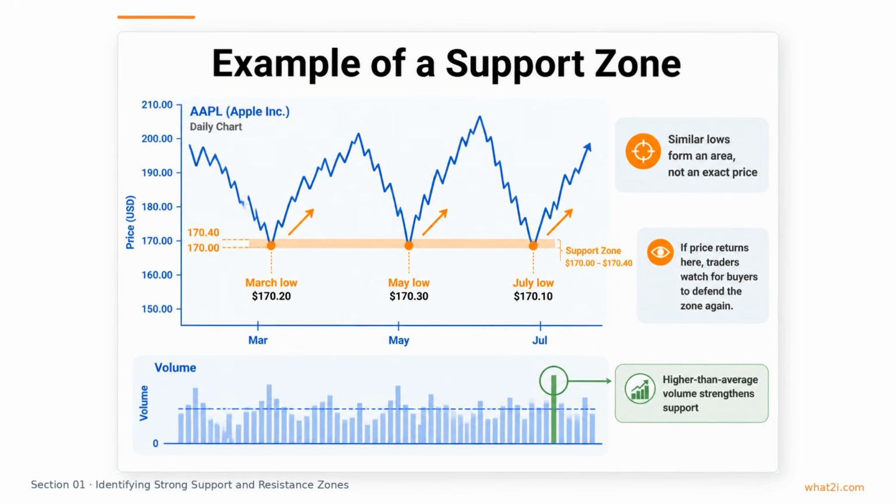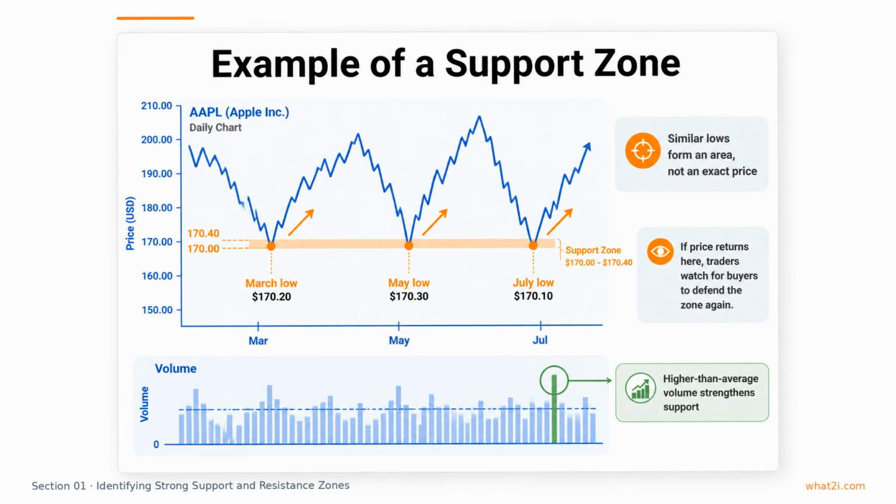This support example shows why zones are more practical than exact prices. If a stock like AAPL bounced near 170.20 in March, 170.30 in May, and 170.10 in July, those lows are clearly related, even though they are not identical. A realistic trader would combine those reactions into a support zone from about 170.00 to 170.40. That range captures where buyers repeatedly became active. If price returns there again, traders will watch to see whether buyers defend the area once more. And if those reactions happen on higher than average volume, the support zone becomes even more convincing.